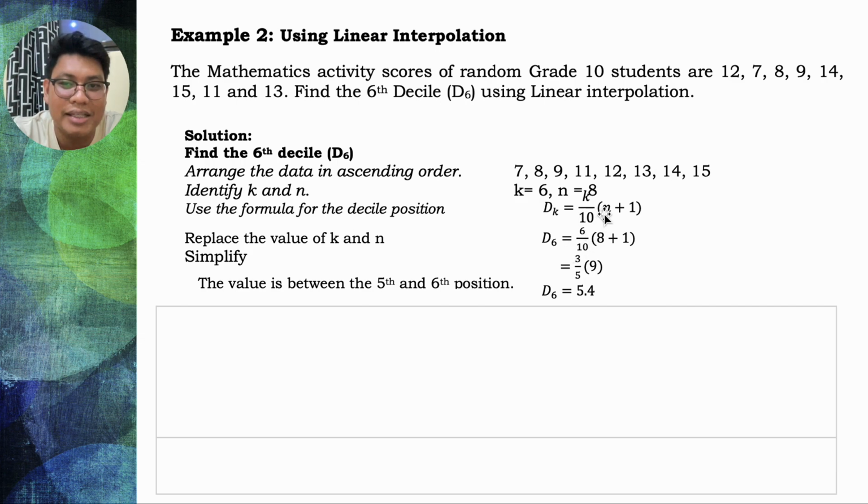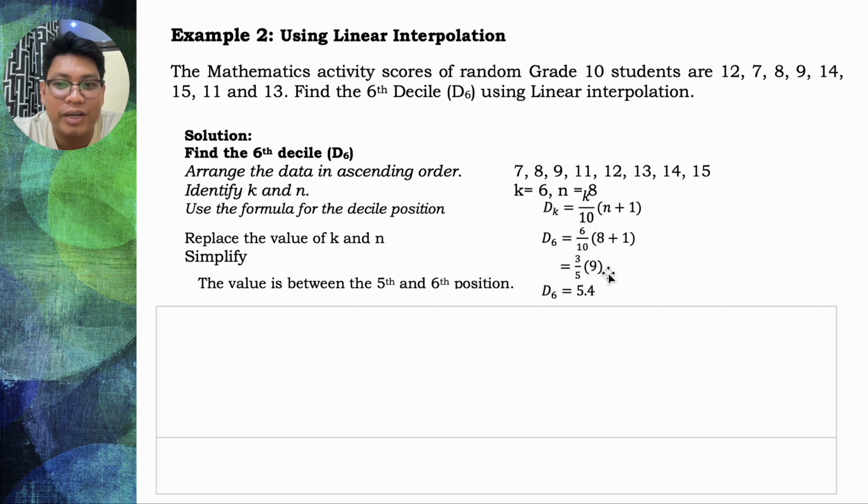The value of N is 8. Nilagay natin sa N. So, 6 over 10, 8 plus 1. Again, in this part, you can do whatever makes it easier for you. Ang ginawa dito sa solution natin, 6 over 10, nilowest term muna siya. Again, both are divisible by 2. So, 6 kinalahati naging 3, si 10 kinalahati naging 5. So, naging 3 over 5.